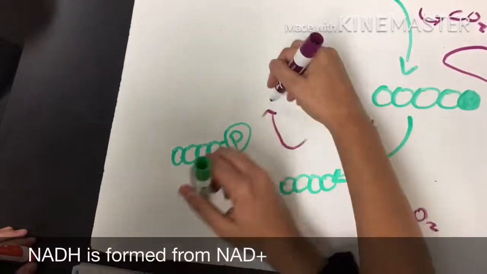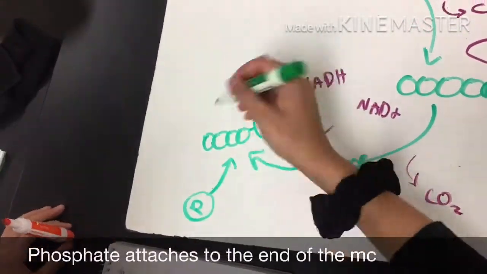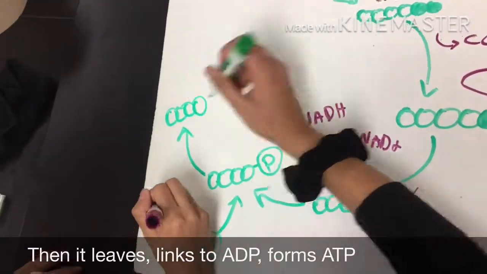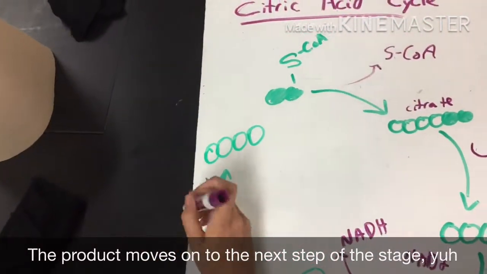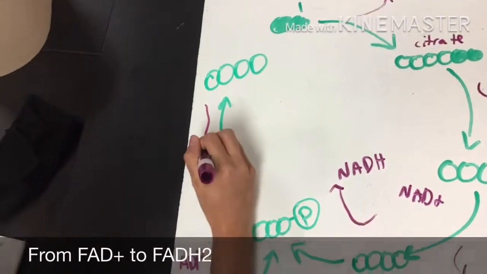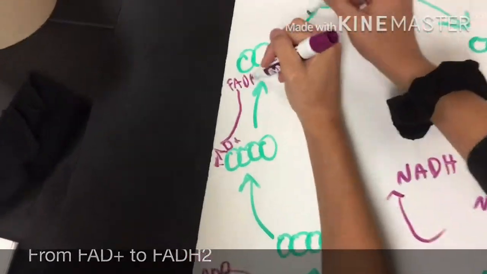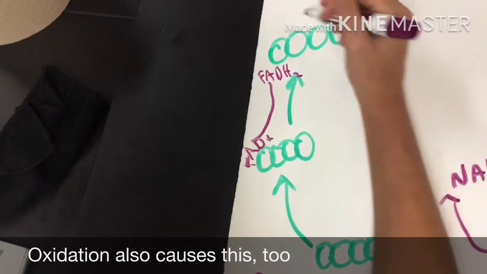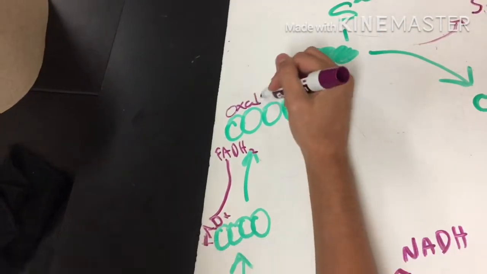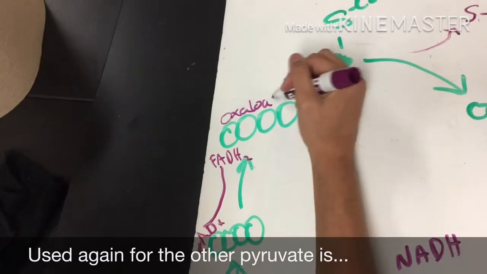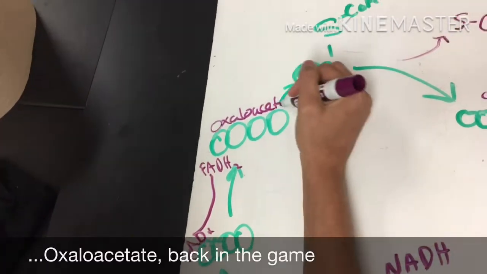NADH forms NAD+. Phosphate attaches to N of the MC. Then it leaves, links to ADP, forms ATP. The product moves on to the next step of the stage. From FAD+ to FADH2. Oxidation also causes this too. This finally forms the final product, used again for the other pyruvate, is oxaloacetate back in the game.